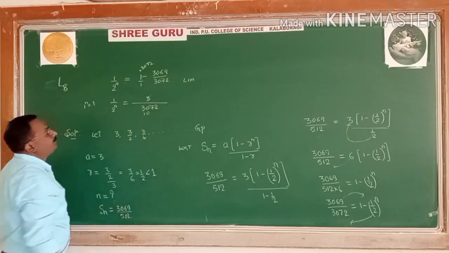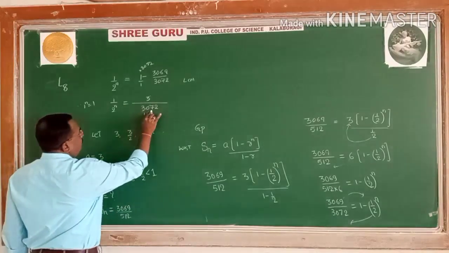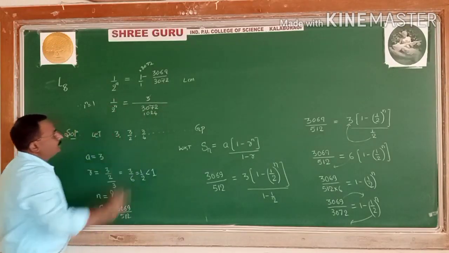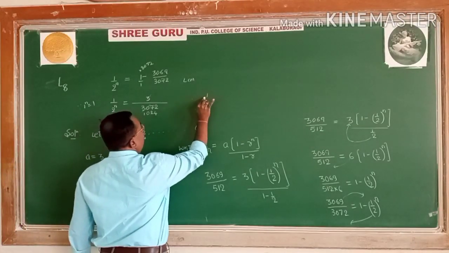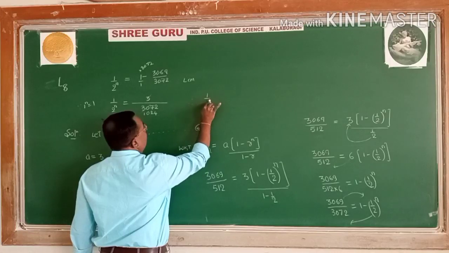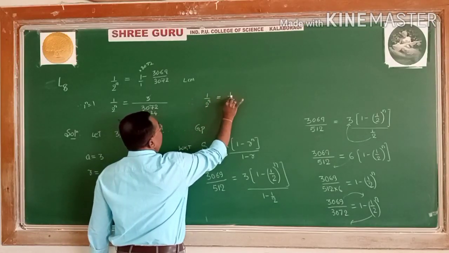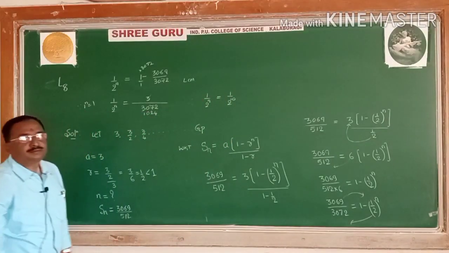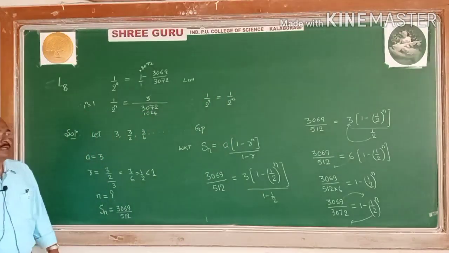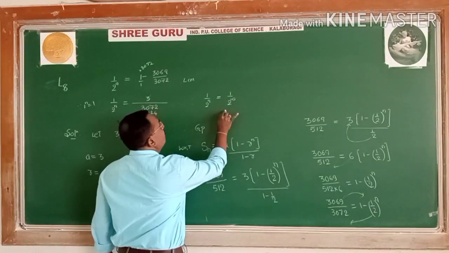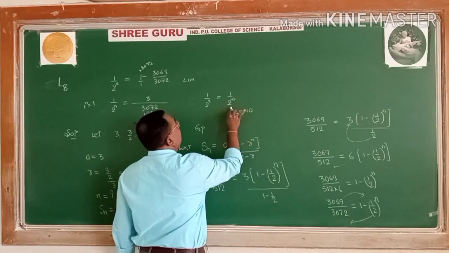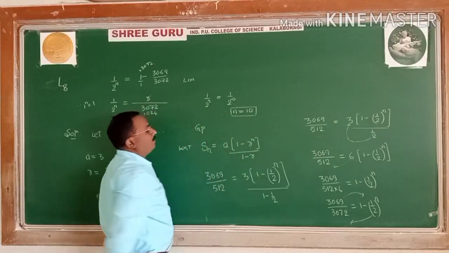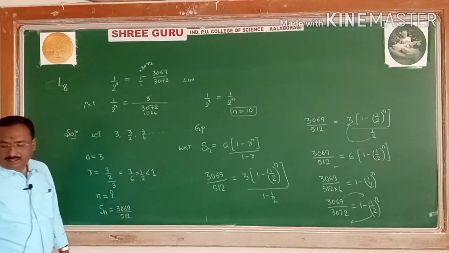Next 3 tens are, 3 1024s, 1024. Therefore 1 by 2 power n is equal to 1 by 2 power 10. Therefore n is equal to what? 10. Therefore n is equal to 10.